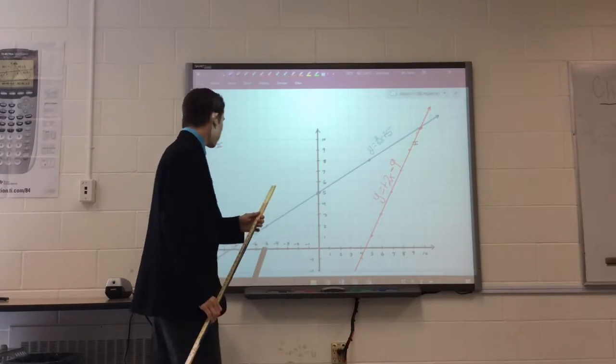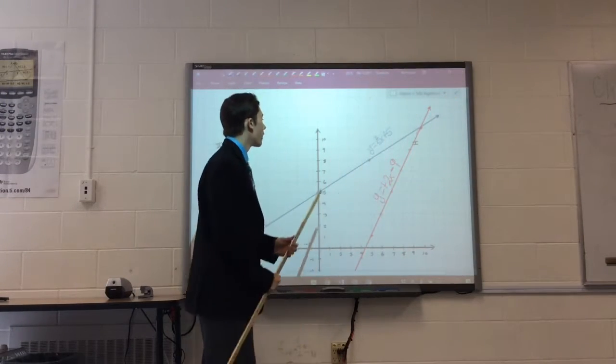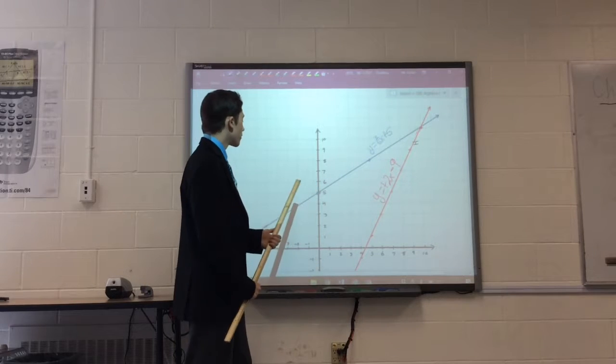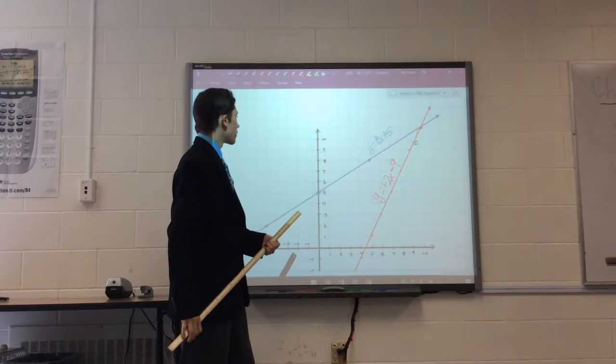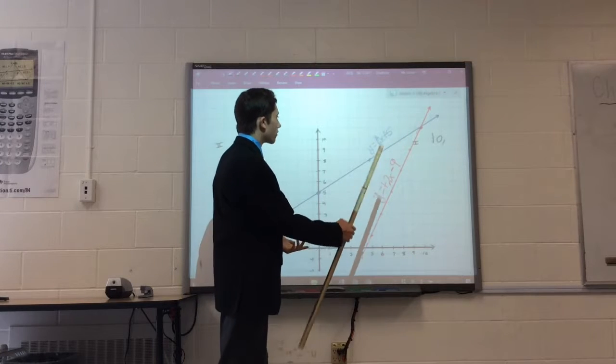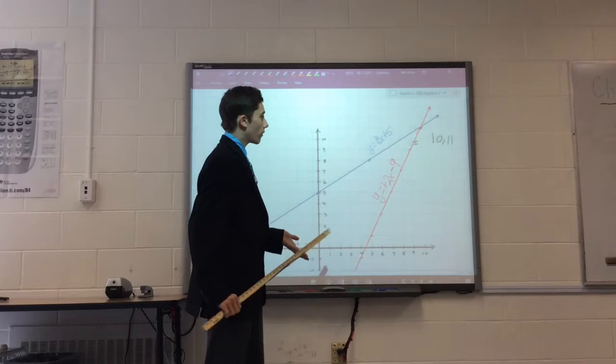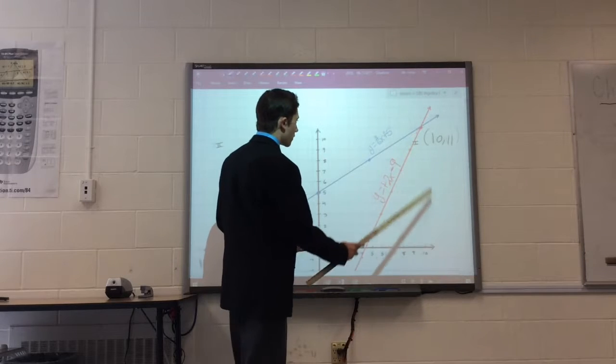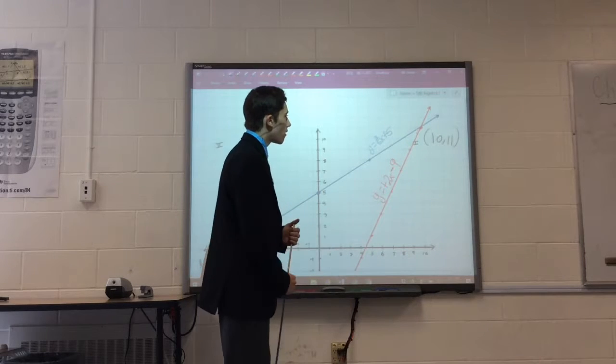Dakota here will be finding the solution for us of these equations. The solution, as I've said before, is where the lines intersect. And where they intersect is 10, 11.